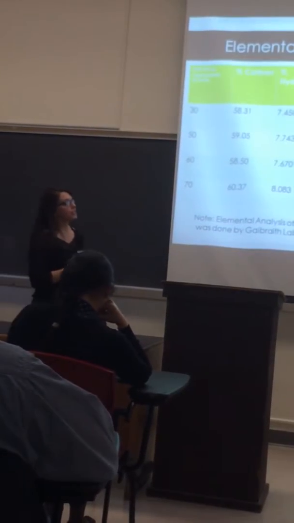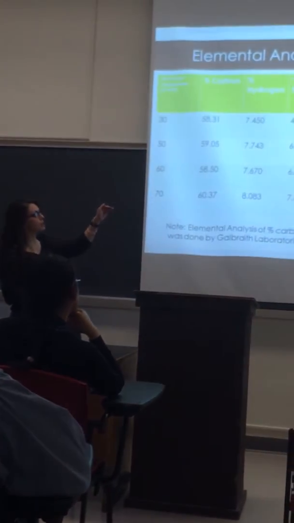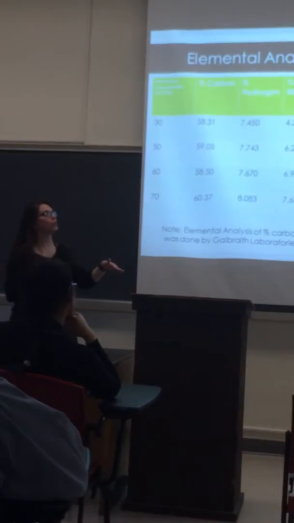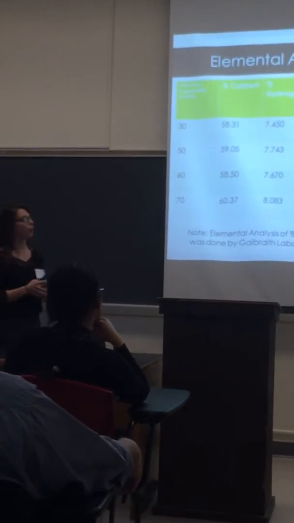The experimental percent of PDP was determined by taking the percent nitrogen found in each copolymer and dividing by what you would find in 100% PDP, and it was around 12.